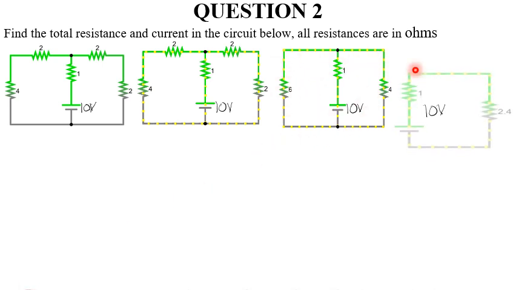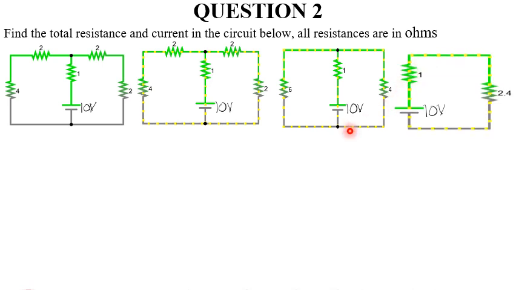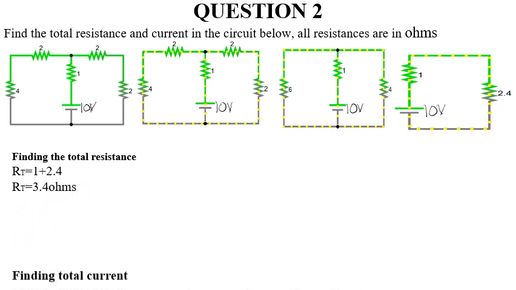Then I resolve them. After resolving the 4 and 6 in parallel, I realize that it's also in series with the 1. Then I can see the 1 and the 2.4 are in series because the same current flows through them. So finding our total resistance, the 1 plus 2.4 is equal to 3.4 ohms.